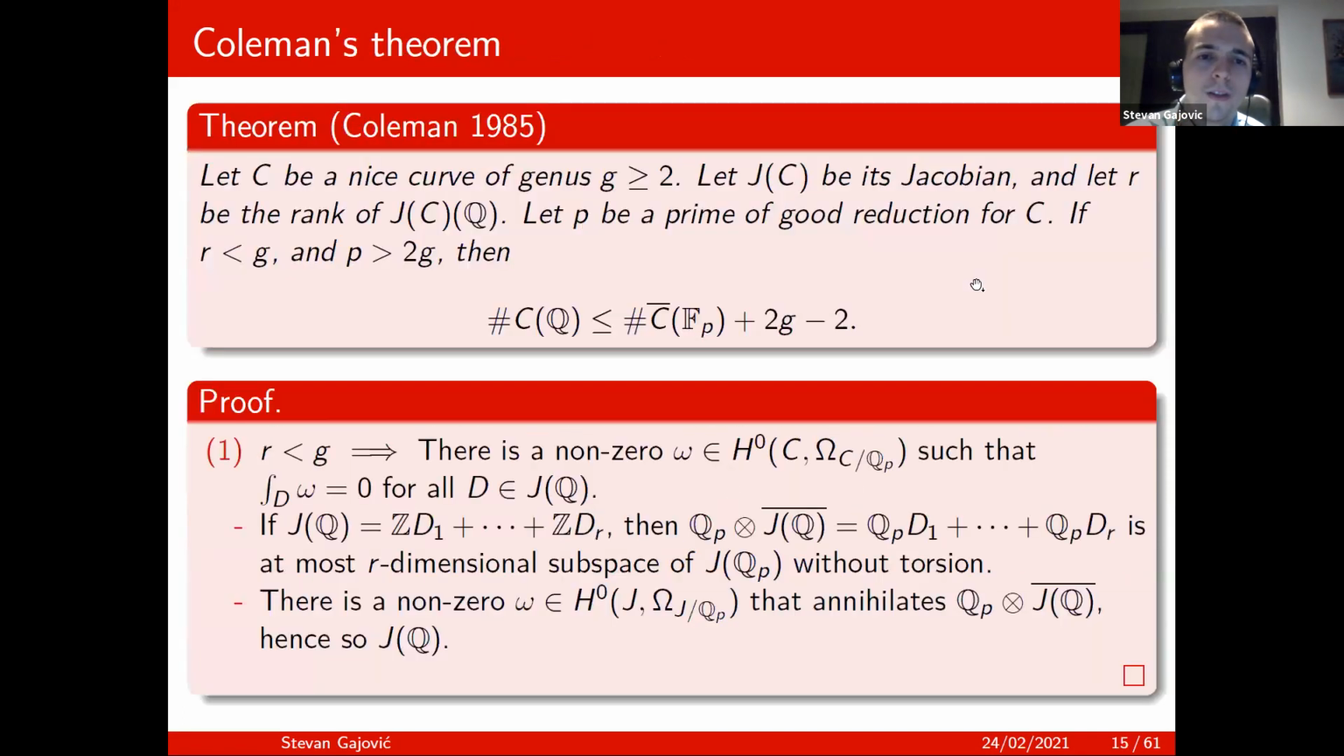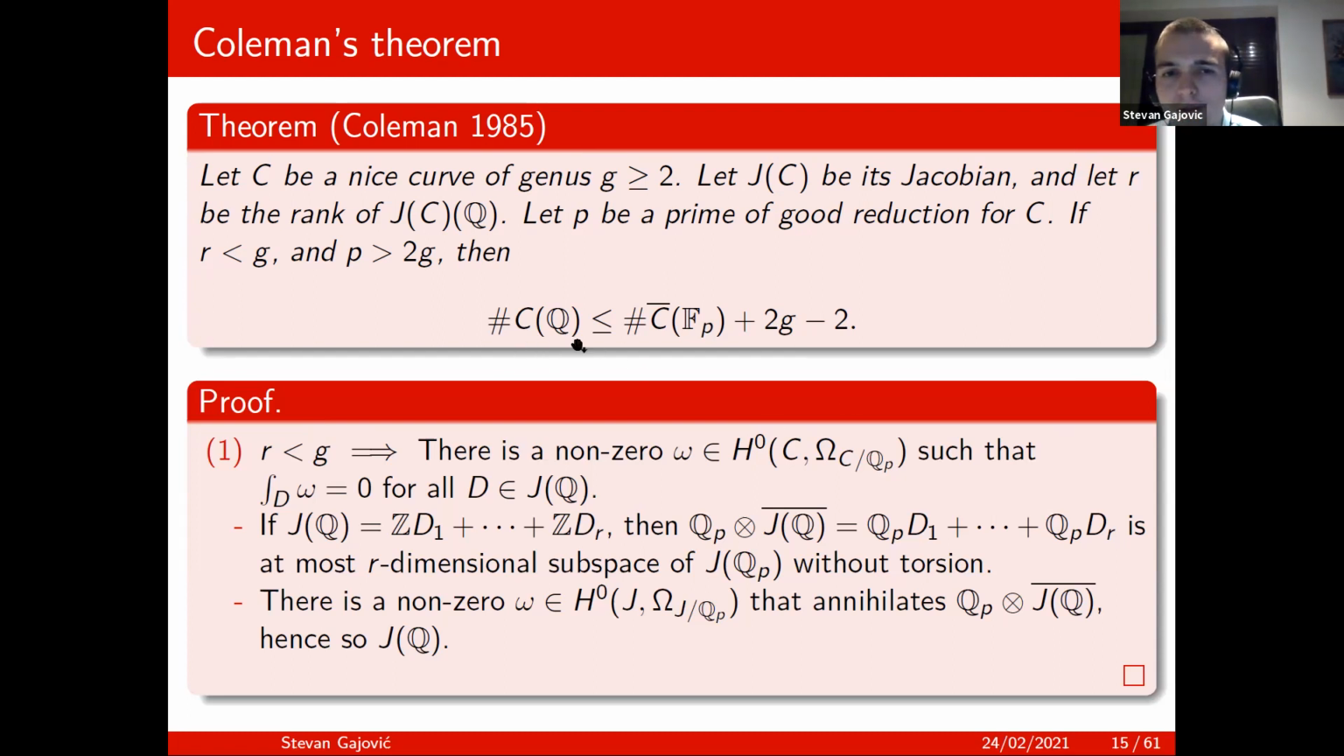Okay, then we are back to the setting of Chabauty's theorem, except that here the rank is still less than the genus of a nice curve, but then we consider primes of good reduction that are greater than 2 times g.